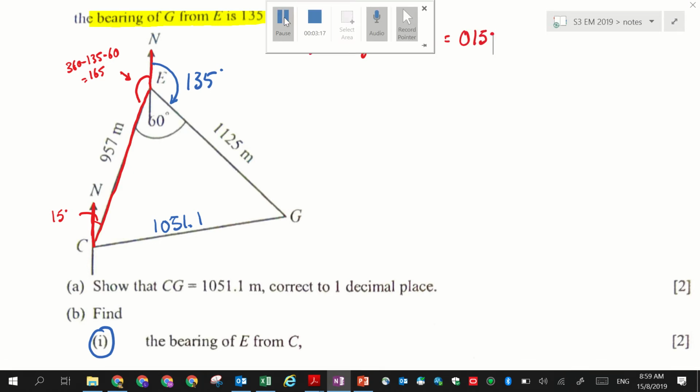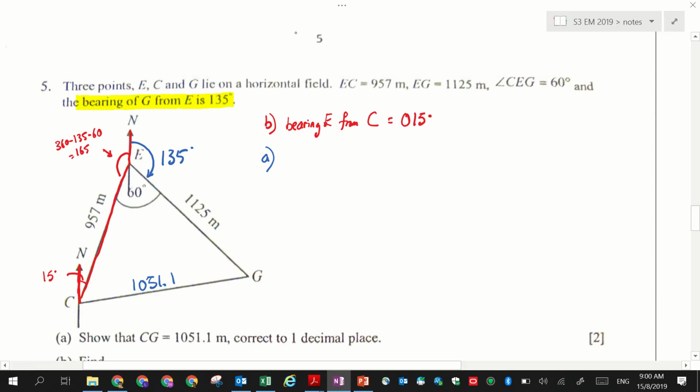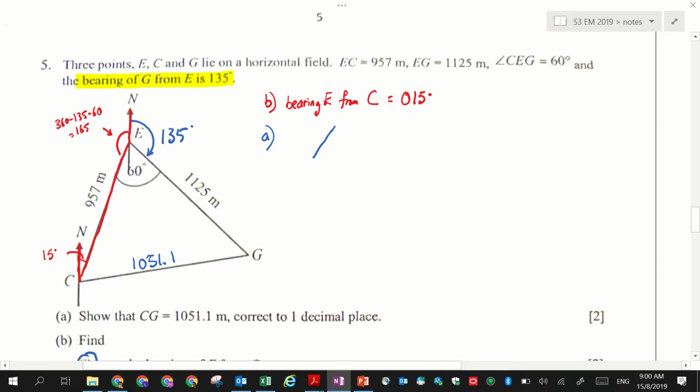Okay? So I will now, part A is actually about this triangle. I draw out for you. Do you see that this is the ECG? This is the 975, this is the 1125. This is the 60, and you want to find CG, right?